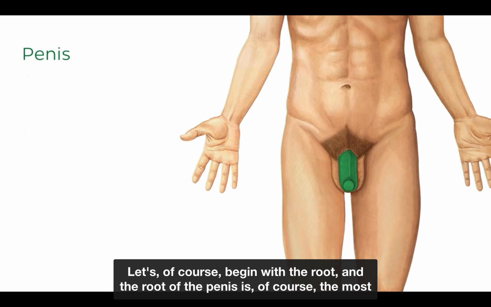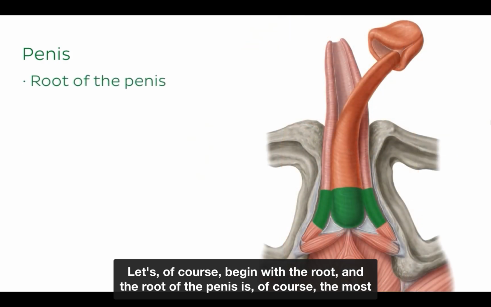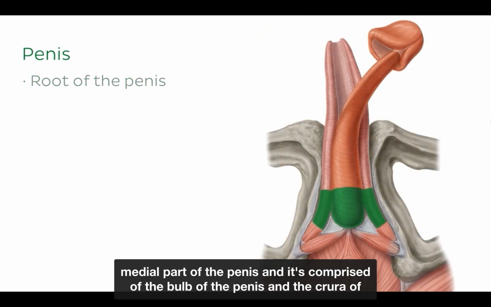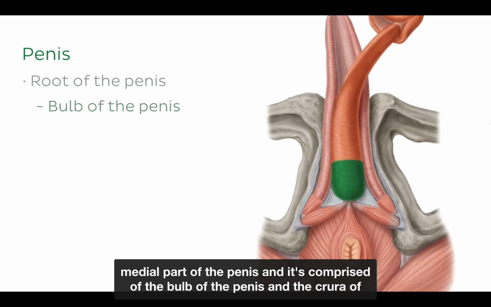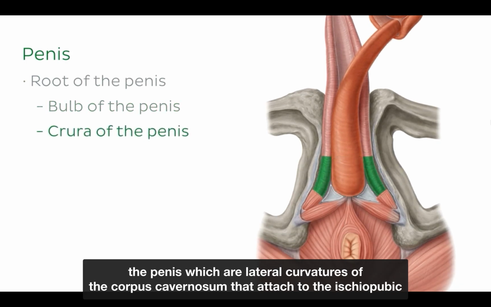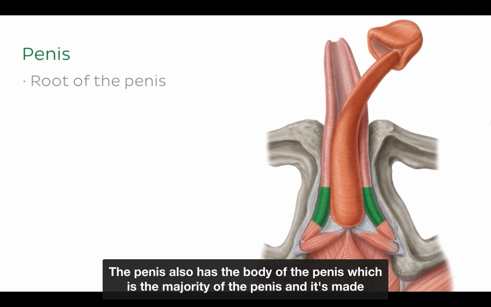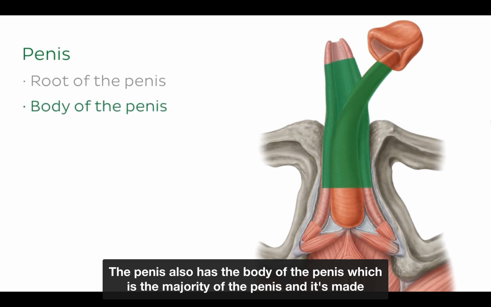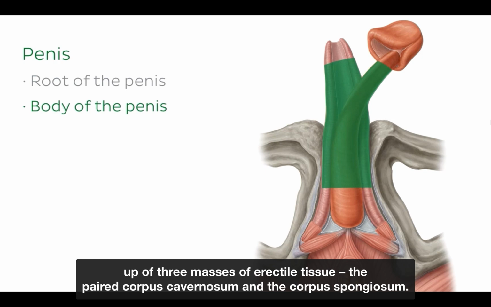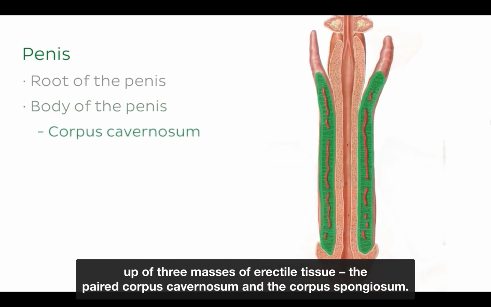Let's of course begin with the root. And the root of the penis is of course the most medial part of the penis, and it's comprised of the bulb of the penis and the crura of the penis, which are lateral curvatures of the corpus cavernosum that attach to the ischiopubic ramus. The penis also has the body of the penis, which is the majority of the penis, and it's made up of 3 masses of erectile tissue: the paired corpus cavernosum and the corpus spongiosum.